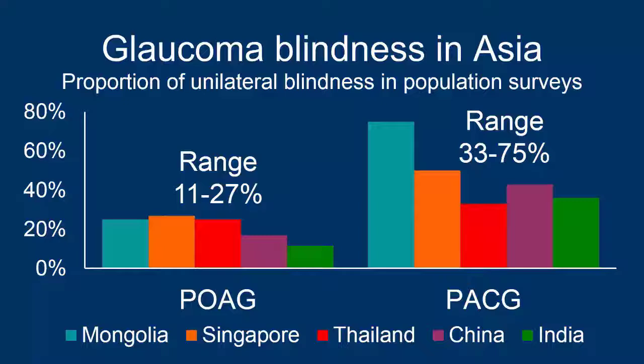And typically, anecdotally, when you see primary angle closure glaucoma in Caucasians, you don't see it as such a blinding disease. So it suggests there's a different clinical phenotype to the glaucoma in Asian eyes.